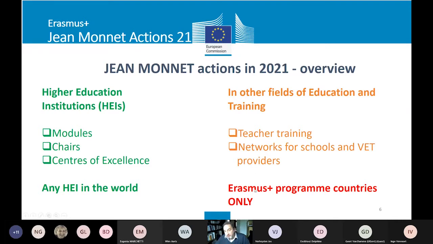For the moment, only the Erasmus Plus program countries can apply for these two new actions. As Erasmus program countries, we mean of course the member states and the other countries like those of the EEA, Iceland, Liechtenstein and Norway, and the pre-accession and accession candidates to the European Union, that is Turkey, Macedonia, and Serbia.